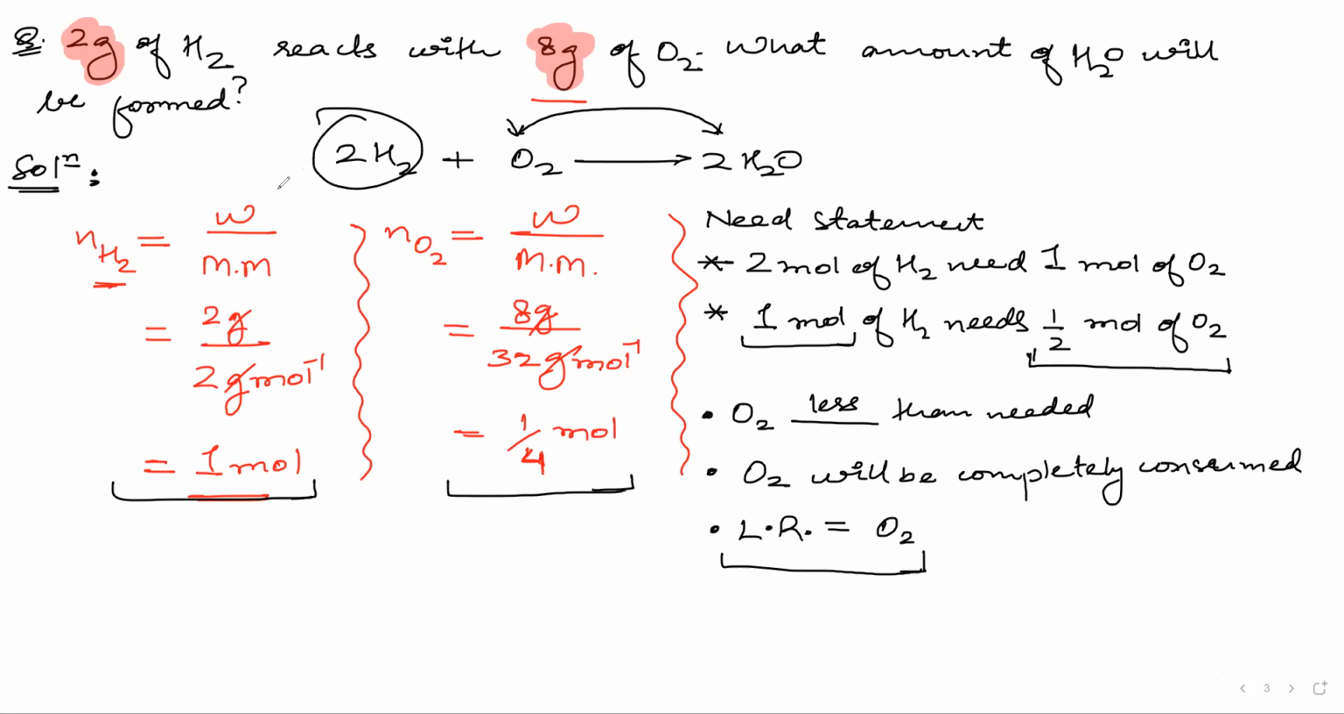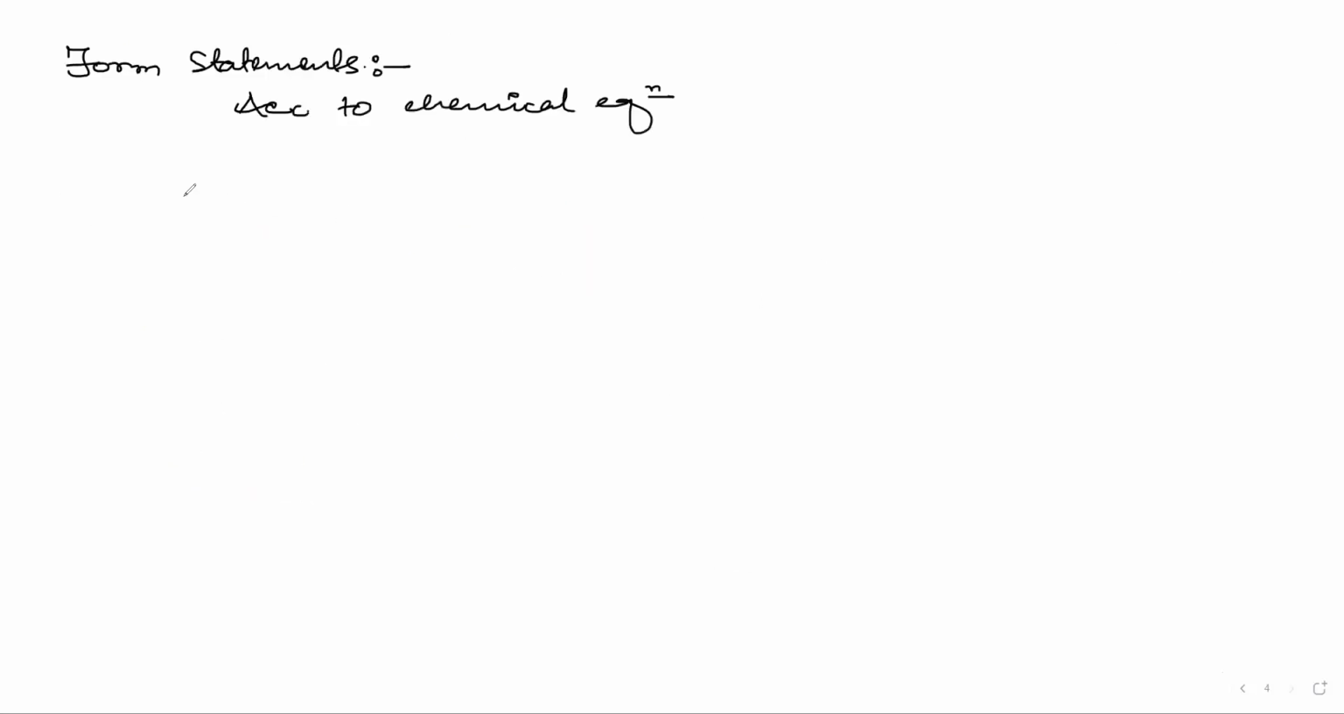This hydrogen does not have any role in the production of the water because the limiting reagent determines the amount of product formed. That is why we will write, according to the chemical equation, how many moles of O2 will give me how many moles of H2O. Can you please write this? I'm writing the equation here. According to the chemical equation, 1 mole of O2 will give 2 moles of H2O.